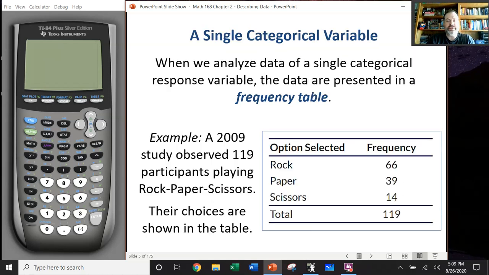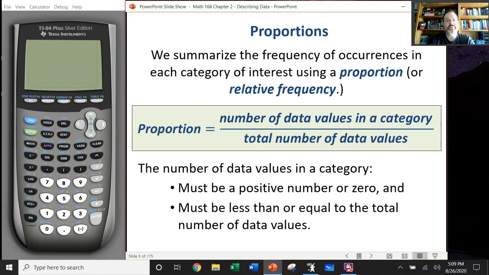Again, going back to the example, the number of people who selected rock can't be bigger than the total number of people in the tournament. It just doesn't make sense. And it can't be less than 0. Maybe 0 people picked rock, but that's the smallest it could possibly be. So that's where this comes from.